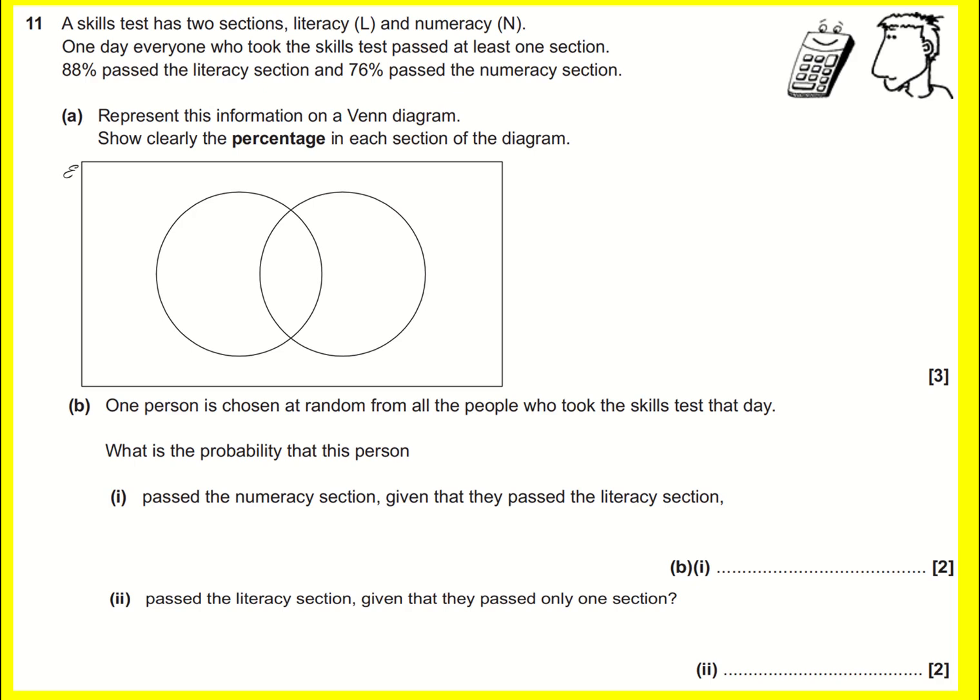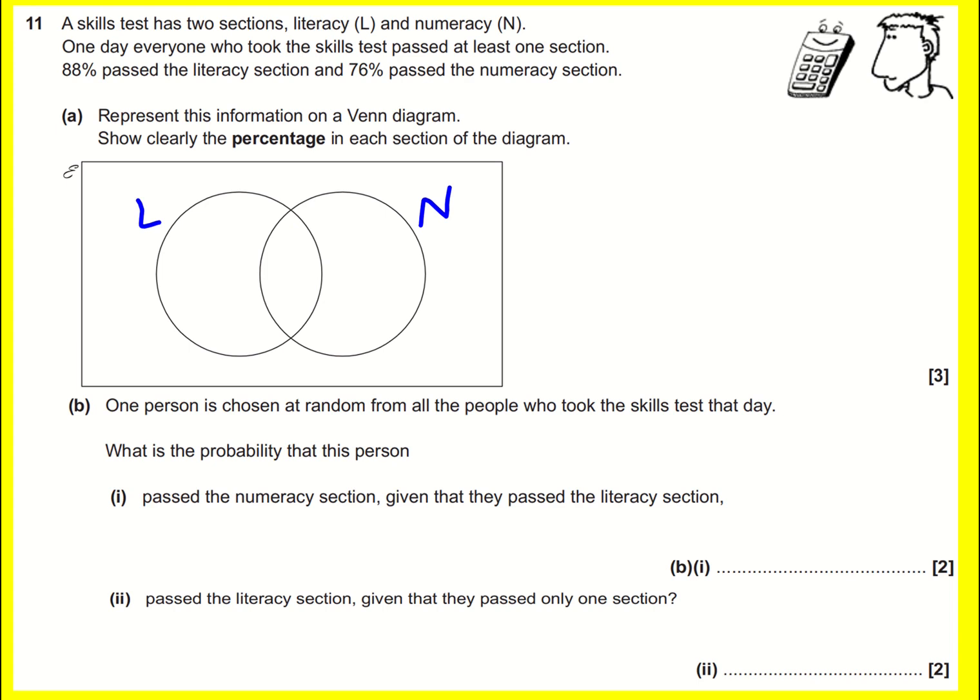So, some Venn diagrams to deal with here. We've got a literacy and numeracy test, and then people taking it. So, in this Venn diagram, if I call this L, this circle here is going to be the section of people passing the literacy test, and this circle here is going to be the section of people passing the numeracy test. So, in the middle, they're going to be passing both. And outside the circles, they're not going to be passing either of them.